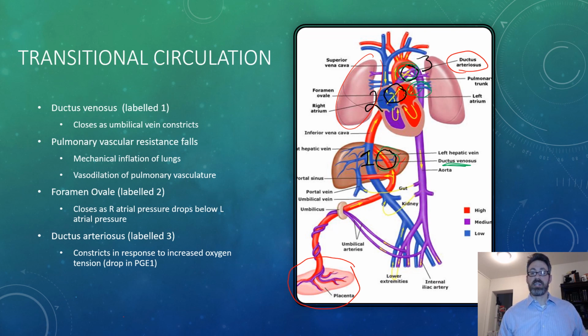In fact, it's able to remain open or patent because it produces PGE1 or prostaglandin E1, which helps the smooth muscles there to relax, and it keeps it open. When there's a high oxygen content there, it causes a drop in the production of PGE1, and so vasoconstriction occurs and it completely closes off under normal circumstances. So we lose the connection between the pulmonary trunk and the descending thoracic aorta. And so now everything is shut off and it's going to be directed in the pattern that it should be.